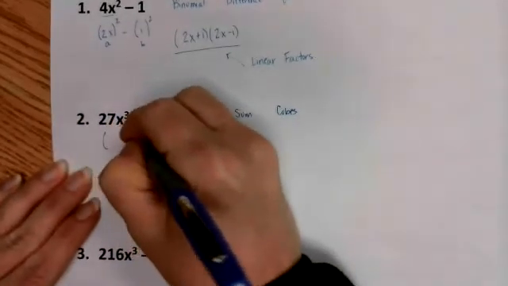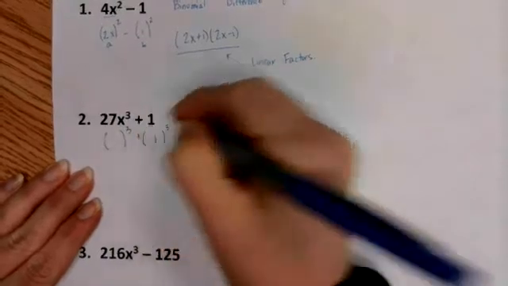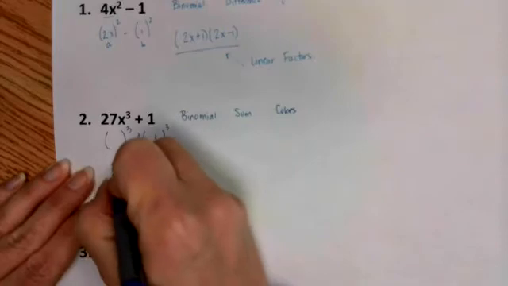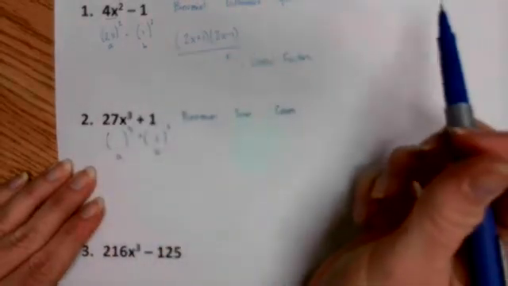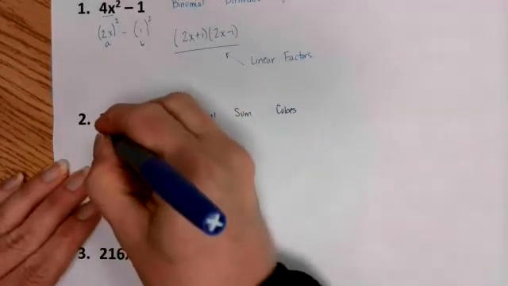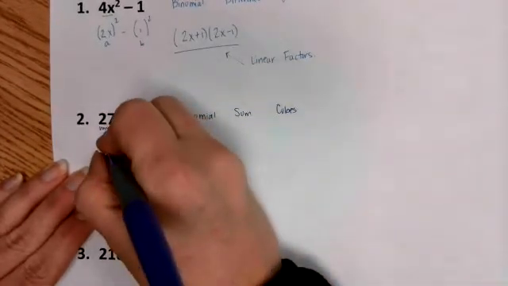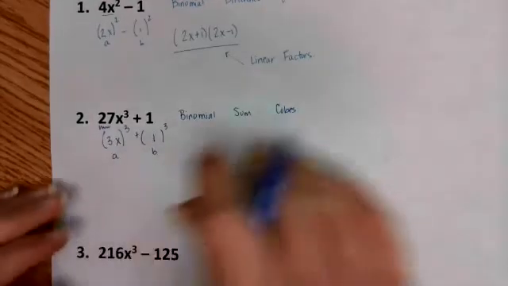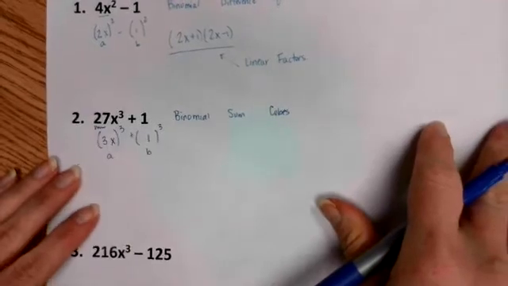So 1 to the 3rd power, 1 times 1 times 1 is 1. So that's my b term here. I need to raise something to the 3rd power to get 27x cubed. Well, I know it's going to have x, but in order to get 27, I need 3 times 3 times 3. I'm hoping that you will get good at finding perfect cubes in this process.